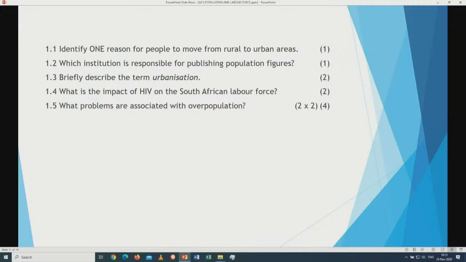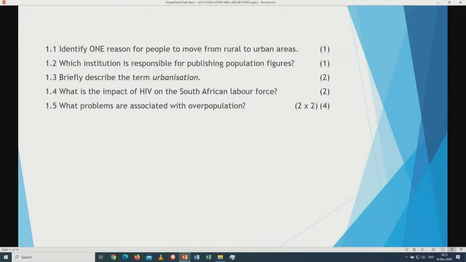As you can see, questions based on an extract. Normally the first 2 would be 1 mark each. And then number 3 would be 2 marks. Number 4 would be 2 marks. And the last one would be 4 marks.